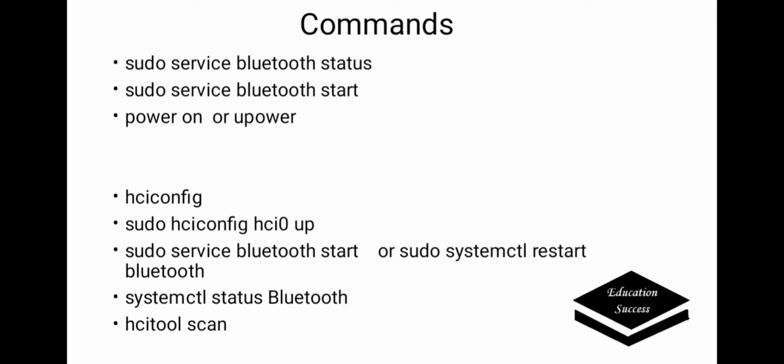Next command is starting the service, sudo service bluetooth start, or we can use the next command, sudo systemctl restart bluetooth. Next, we can check the status of the Bluetooth by using the command systemctl status bluetooth, and after that we can scan the Bluetooth services. So hcitool scan. One by one we will see how the commands work.